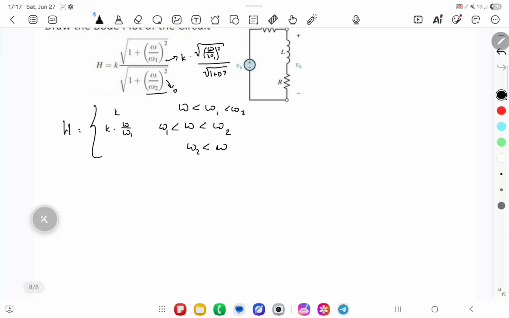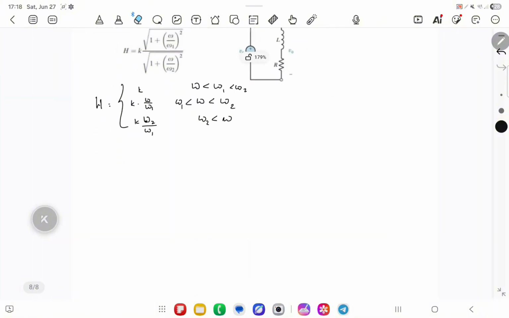So in the third case, we will have both of the terms non-negligible. So this will no longer be 0 and this will no longer be 0. In fact, they will both contribute, and our k will be multiplied by omega over omega 1 over omega 2. And in that case, our network function is nothing else but k multiplied by omega 2 over omega 1.